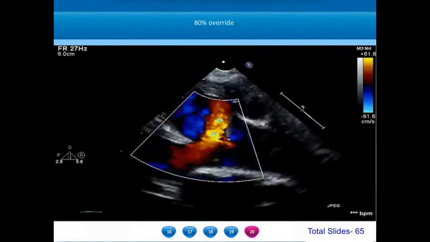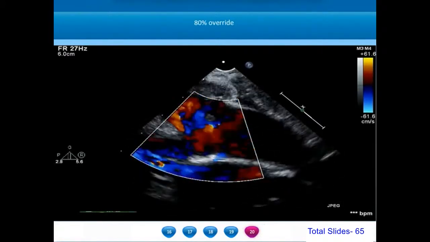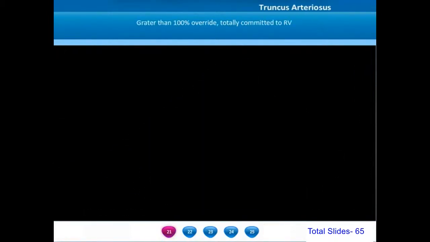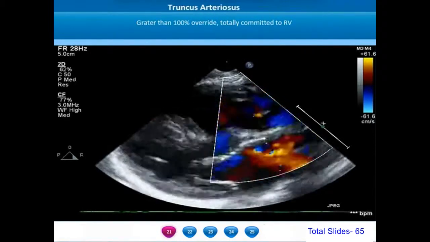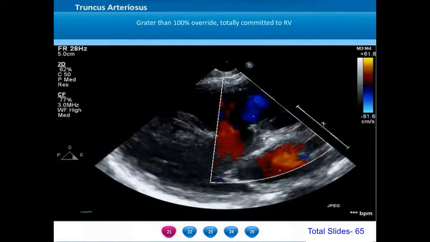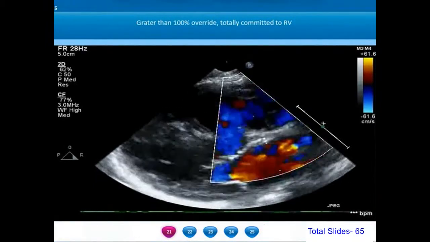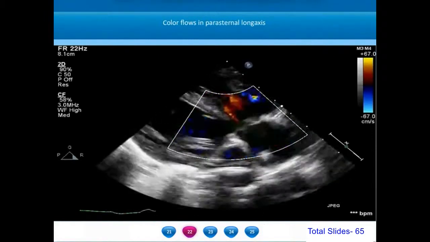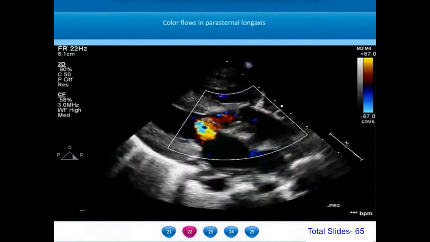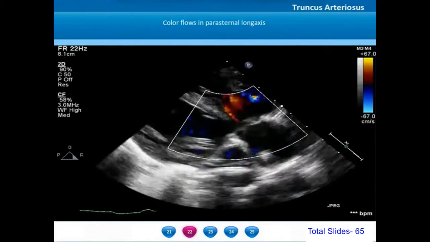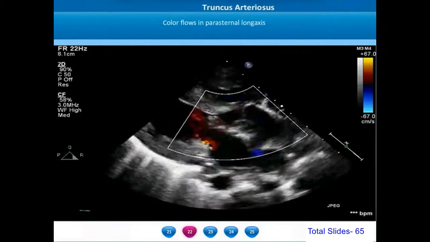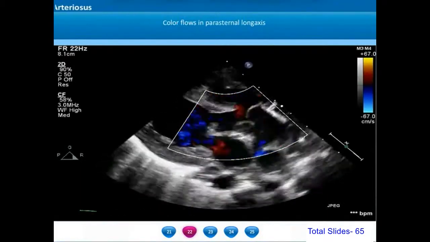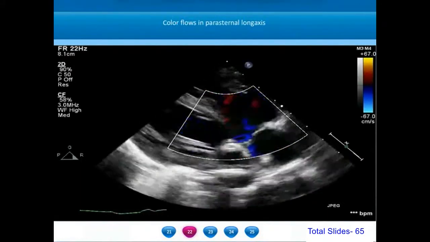On color flow Doppler, we are able to appreciate that most of the truncal valve annulus is committed towards the right ventricle. An extreme example where the truncus is entirely committed to the right ventricle. This will amount to more than 100% truncal override. On color flow Doppler in parasternal long axis, we primarily concentrate on the truncal valve function and assess if there is any truncal valve regurgitation. Since truncus arteriosus is associated with truncal root dilatation and different morphologies of the truncal valve, regurgitation is quite common.